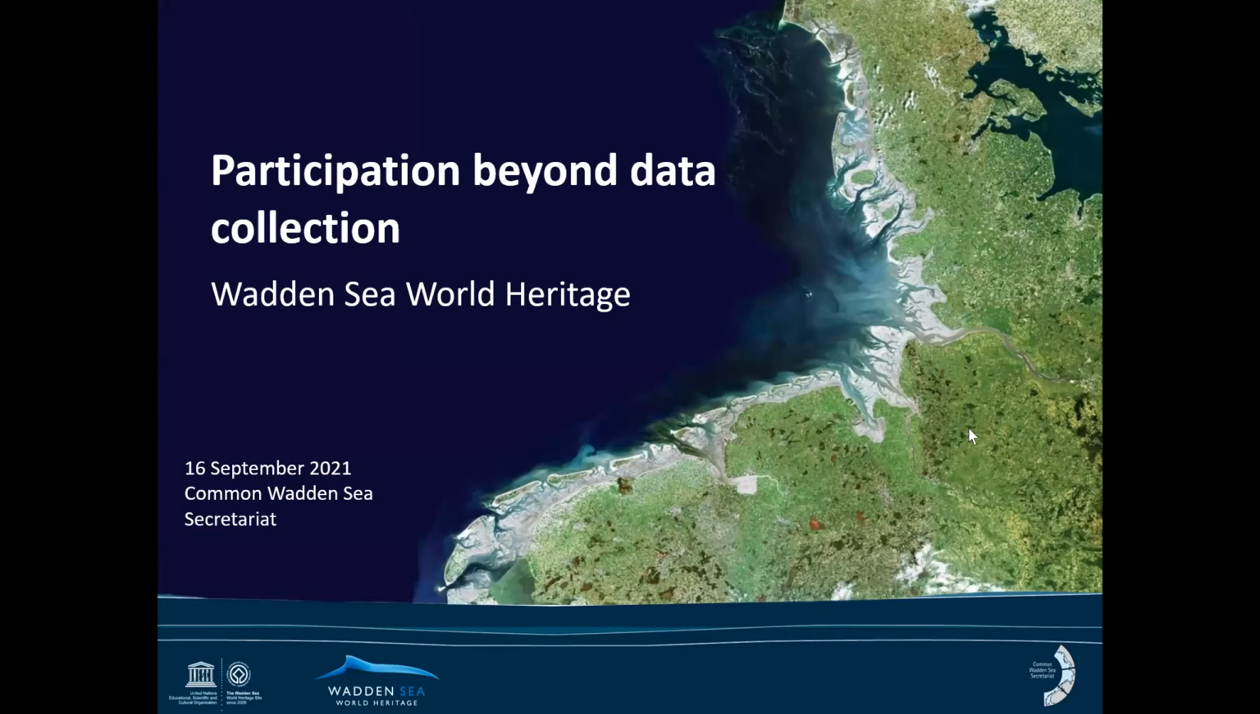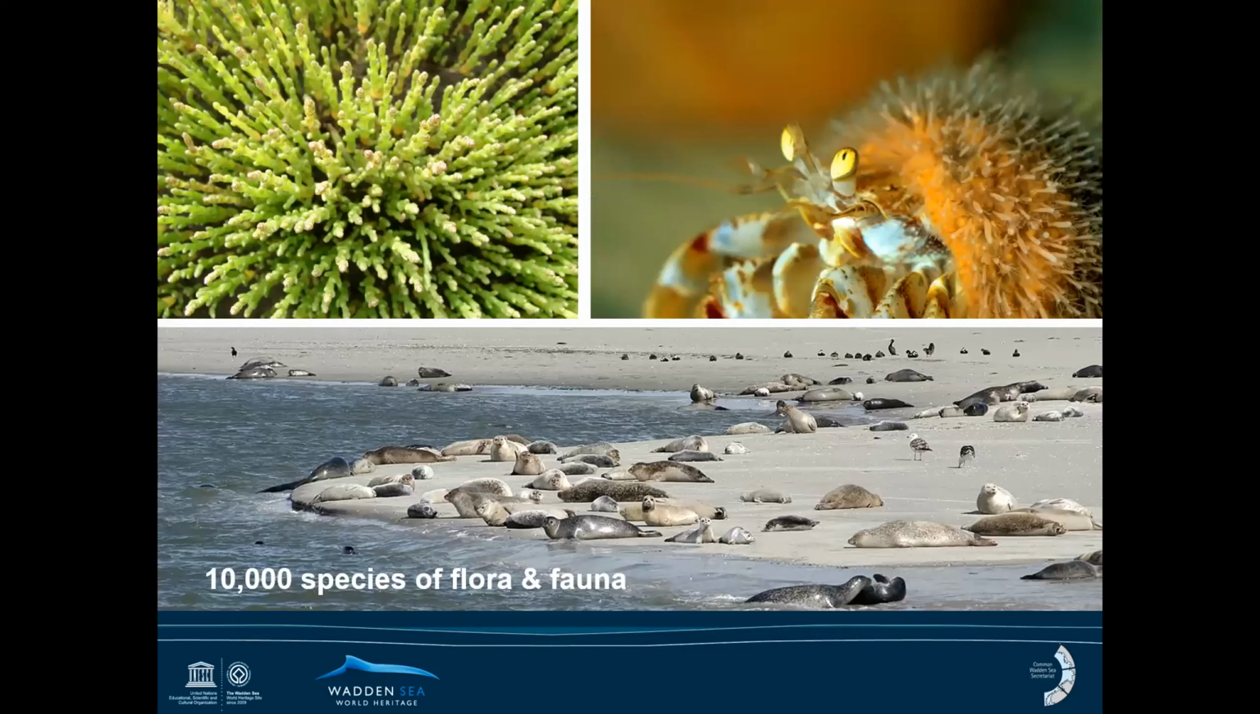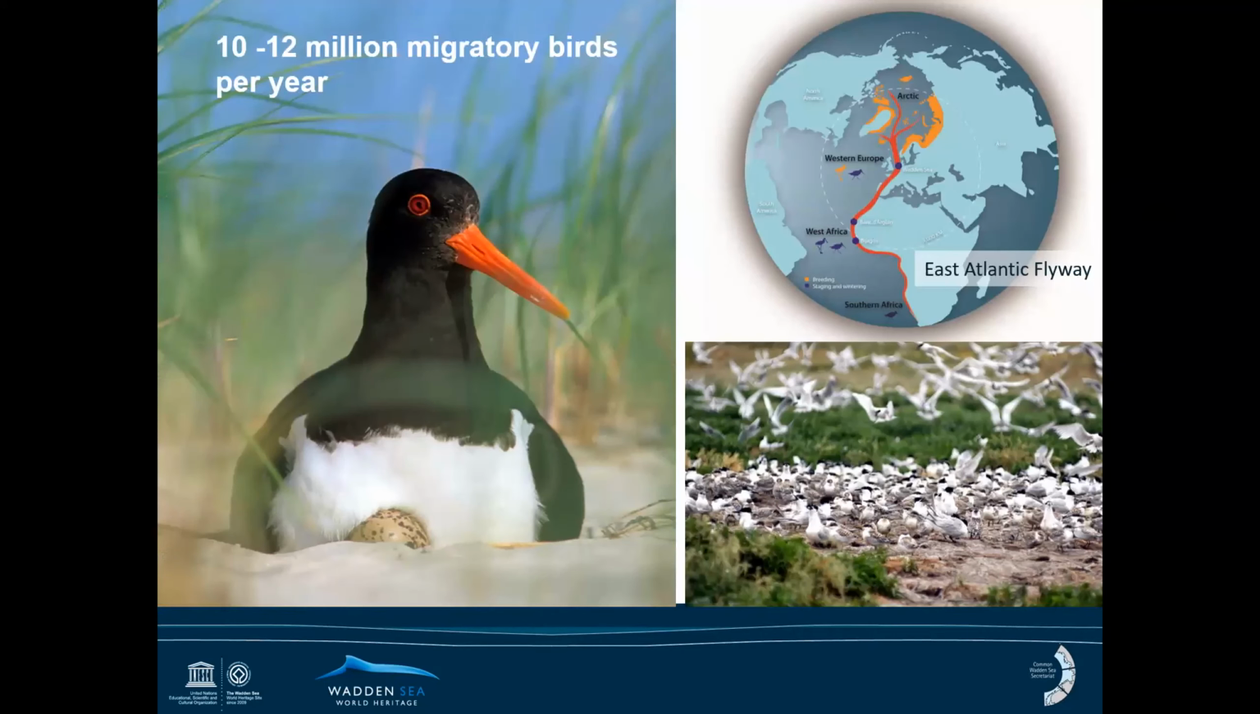Perfect. So hello everybody, and thank you for inviting me to present a little bit of what is done in the Wadden Sea. The Wadden Sea is one of the largest unbroken stretches of sand and mudflat ecosystems in the world. It is a very highly productive ecosystem, and it holds an important diversity of plants and animals. This high productivity makes the Wadden Sea a key stopover for millions of migratory birds, and it is also very important for birds as a wintering area and as a breeding area.